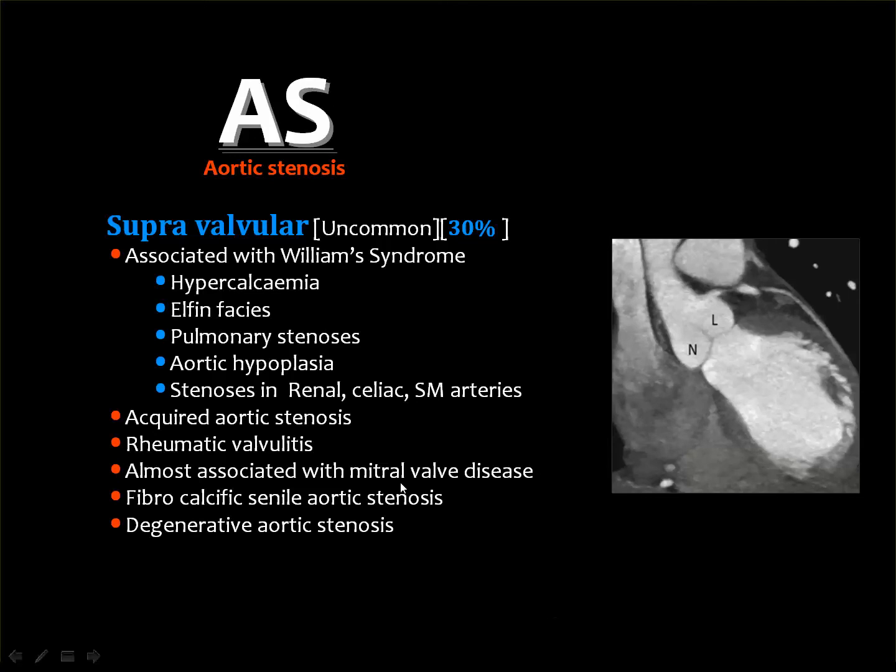Then the supravalvular type is uncommon compared to the valvular type and is seen in about 30% of the cases associated with Williams syndrome. This syndrome is composed of hypercalcemia, elfin faces, pulmonary stenosis, aortic hypoplasia, and stenosis of the renal, celiac, and superior mesenteric arteries.